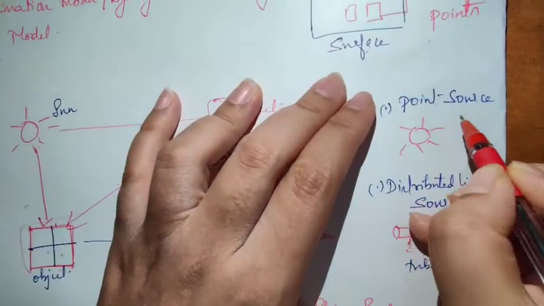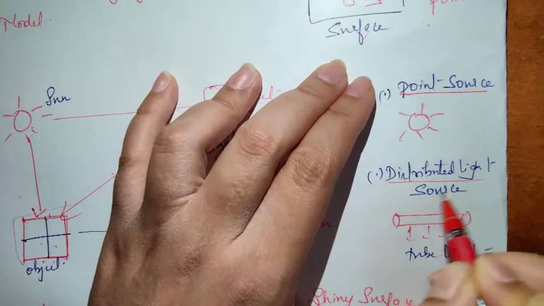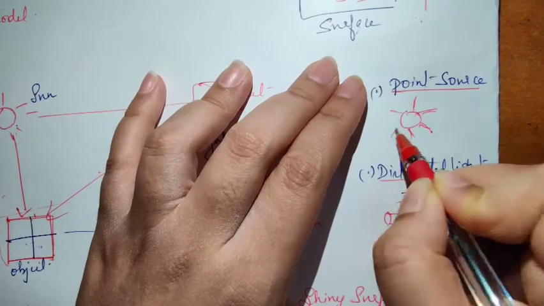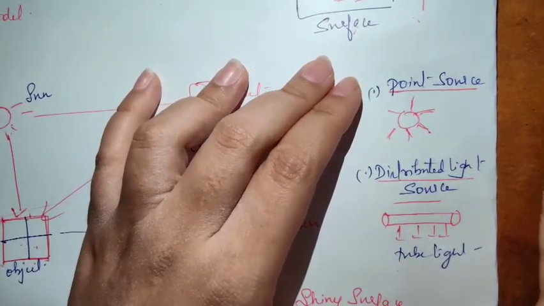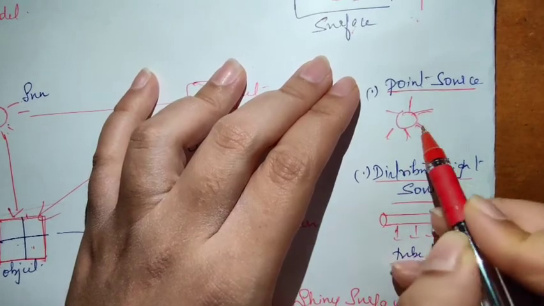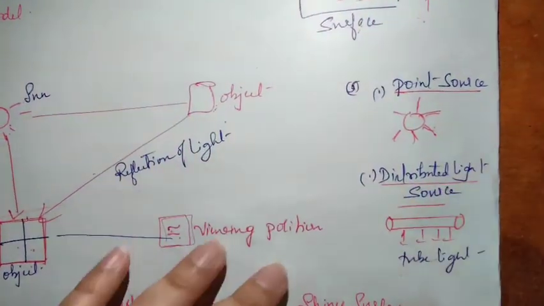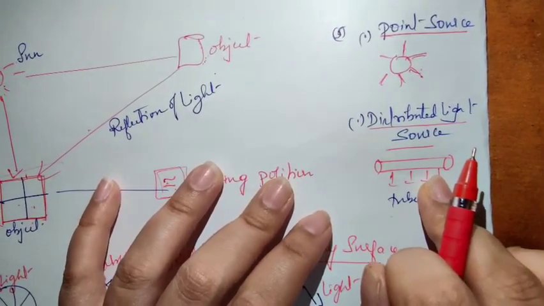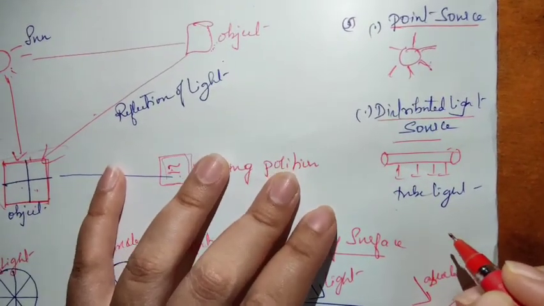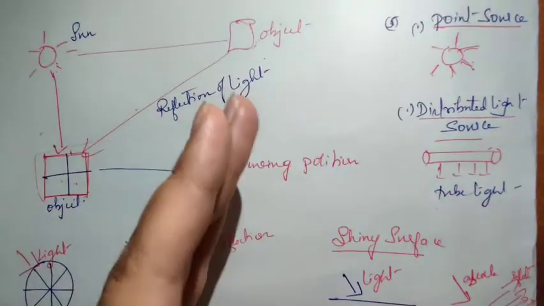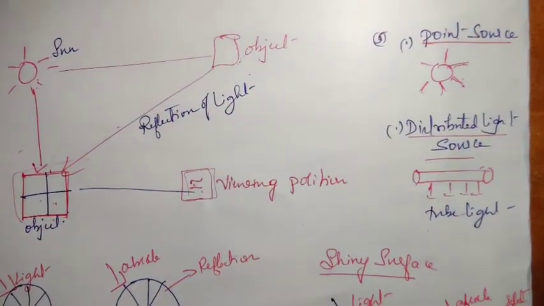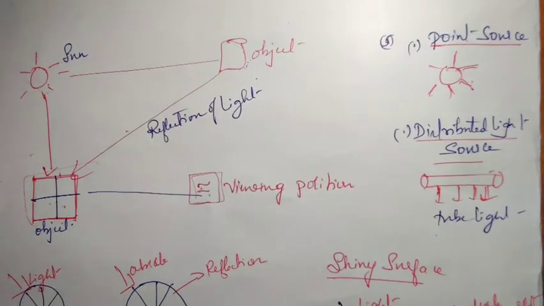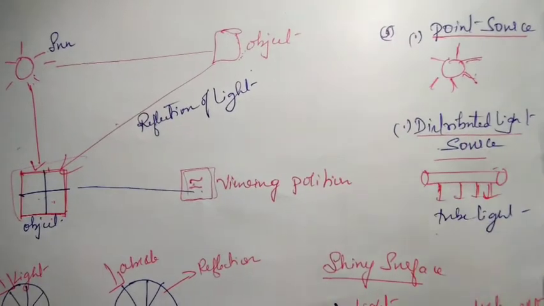Light sources can be classified into two types: the point source and the distributed light source. For a point source, the rays are distributed radially among all the points. For example, you can take the sun. The next one is the distributed light source. For a distributed light source, you can take a tube light as an example. In this case the light will be distributed in a particular direction, in this direction, so we call it a distributed light source.